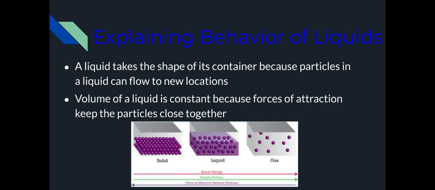A liquid takes the shape of its container because particles in a liquid can flow to new locations. This has to do with its indefinite shape. Volume of a liquid is constant because forces of attraction keep the particles close together. So instead of filling up an entire room, it's only going to cover the area that the volume will fill up.